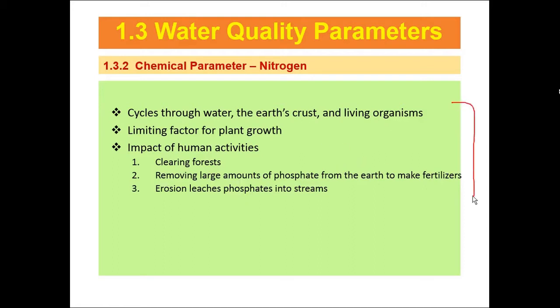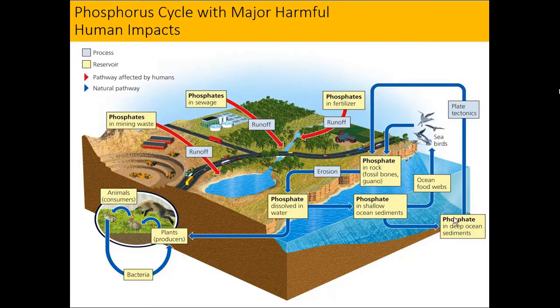What are the sources of nitrogen in our environment? Okay, how about the phosphorus? For phosphorus, the red line is by human activities, from the sewerage treatment plant. If it is not treated well, it will be discharged to the water. Fertilizer, mining. This is part of the activities that contribute phosphorus to our environment.